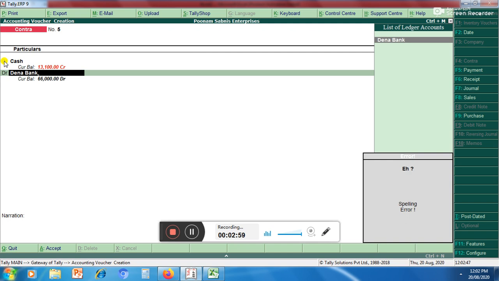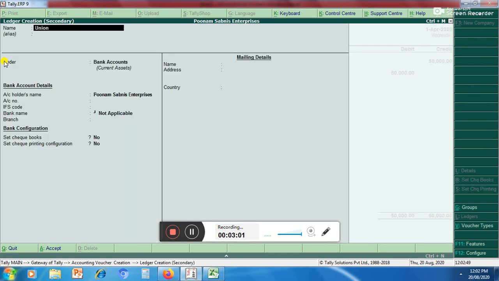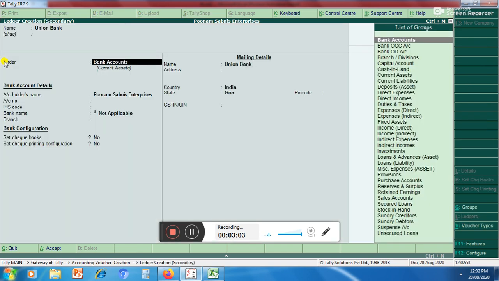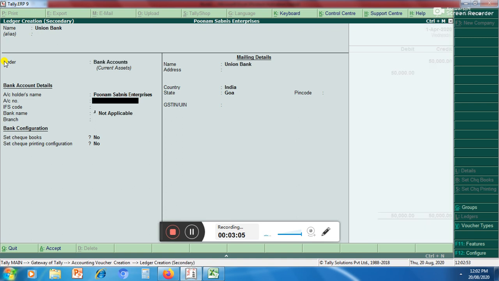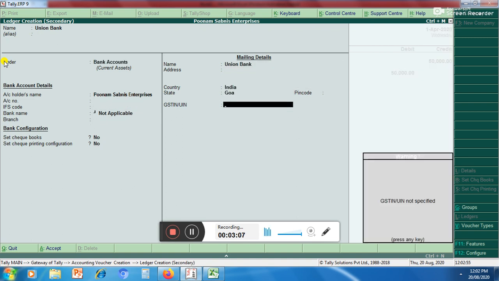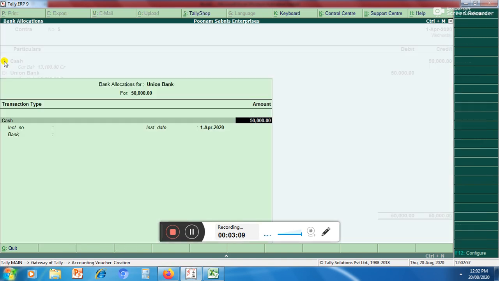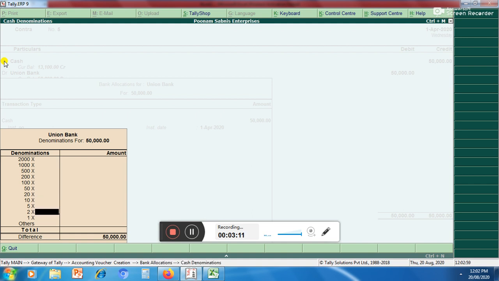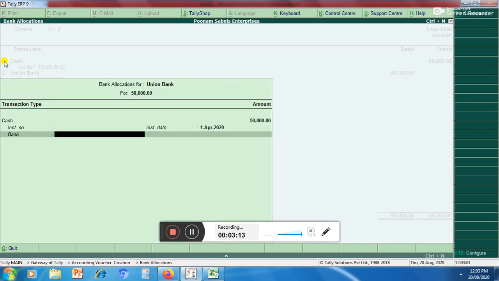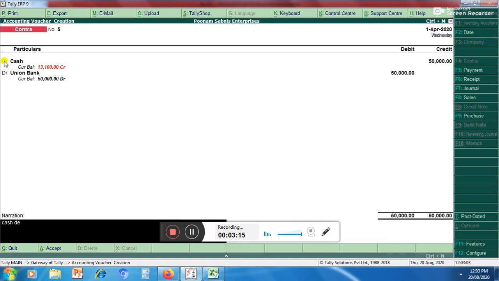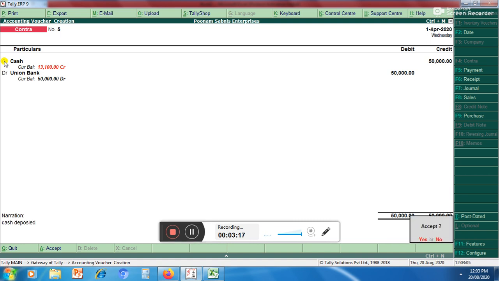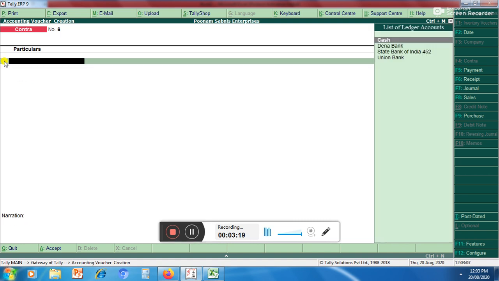See Union Bank under what? Bank account. All banks should be under bank account. That's it. Filling the rest is not necessary. The narration will be cash deposited. Again, suppose I deposited say 10,000 in State Bank of India.